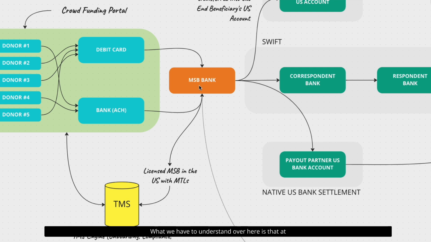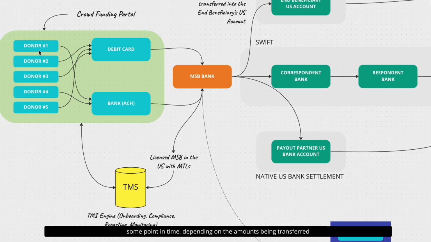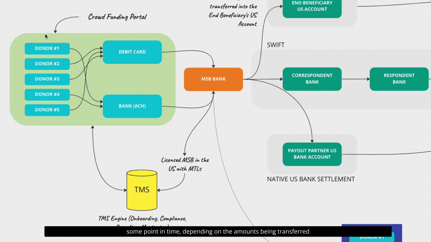Once those amounts have been processed, they will then come into the MSP bank, into their account. What we have to understand here is that at some point, depending on the amounts being transferred, we may have to do KYC on them, know your customer or know your donor. There is a transaction management system and engine that is typically running. It does onboarding, compliance, reporting, and monitoring. Typically, the MSP or the PSP in question will provide you with something like this. And as I mentioned, there is a licensed MSP in the United States, with all the money transmitter licenses, that is going to be working with you.